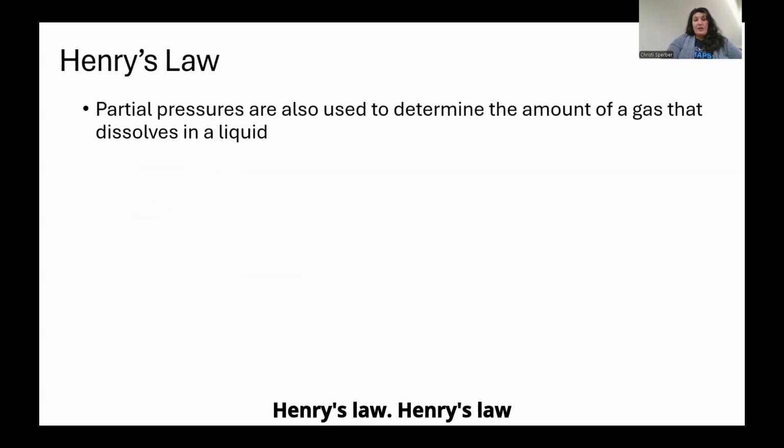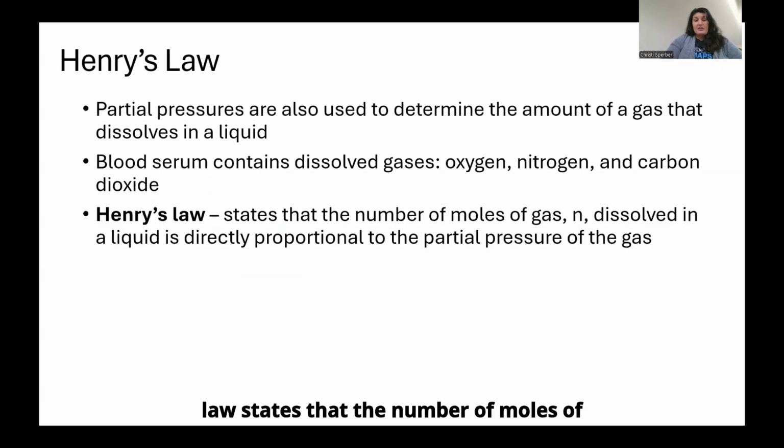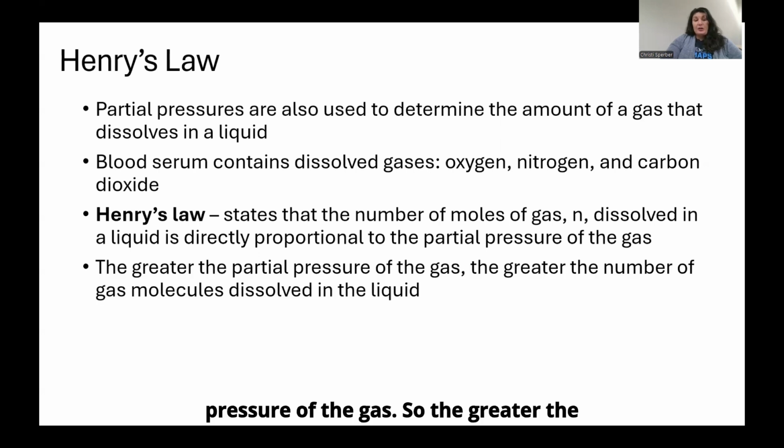Henry's law. Henry's law is that partial pressures are also used to determine the amount of gas that dissolves in a liquid. Blood serum contains dissolved gases such as oxygen, nitrogen, and carbon dioxide. Henry's law states that the number of moles of gas, or n, dissolved in a liquid is directly proportional to the partial pressure of the gas. So the greater the partial pressure of the gas, the greater the number of gas molecules dissolved in liquids. The more gas molecules there are, the higher the partial pressure of the gas is going to be.